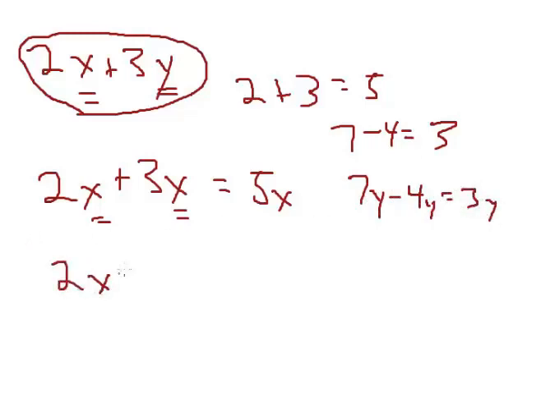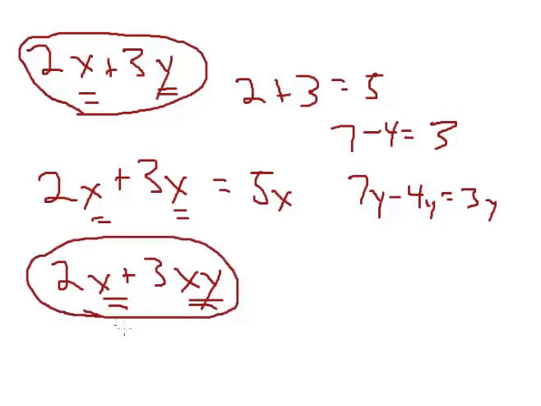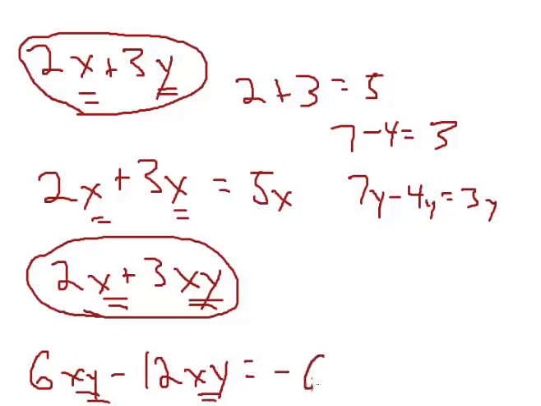What about 2x plus 3xy? Is there anything you can do with this? The answer is no. They do not have the exact same variable. This has an xy variable, whereas that has an x variable, and so therefore the entire term stays the way it is. If you have, let's say, 6xy minus 12xy, well, now they've got the same variable. They both have the xy, so you can simply add or subtract the coefficients. And 6 minus 12 is, of course, negative 6xy.